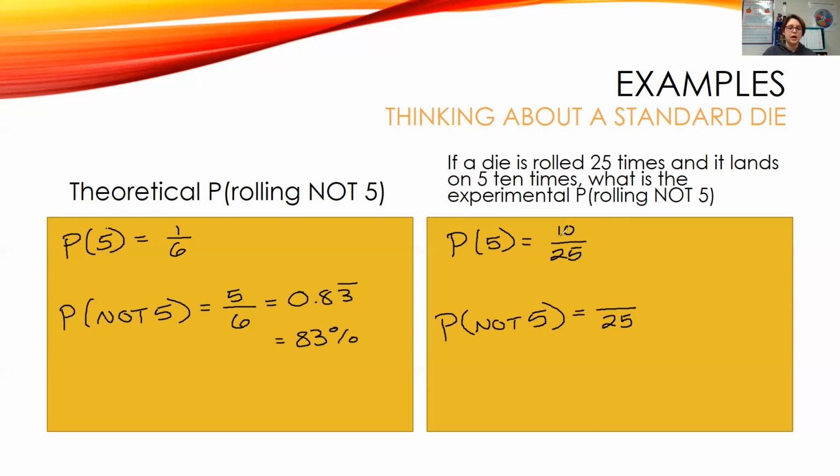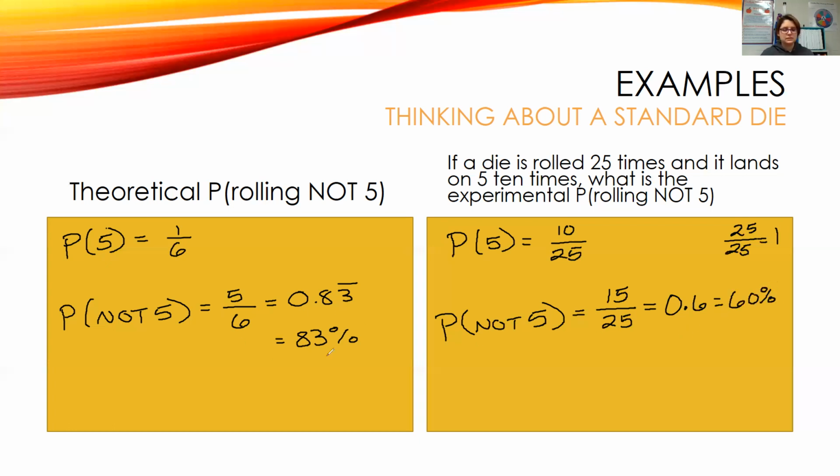Remember that complements add up to one whole. So we have 10 out of 25. We need to get to the whole, 25 total rolls. Well, if I add 15 to 10, that gives me 25, and we know that 25 out of 25 equals one whole. So the probability of rolling not a 5 is 15 out of 25, which we're going to turn into our decimal. So 15 divided by 25 is 0.6 or 60%.